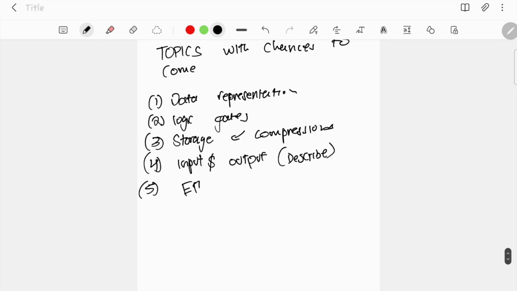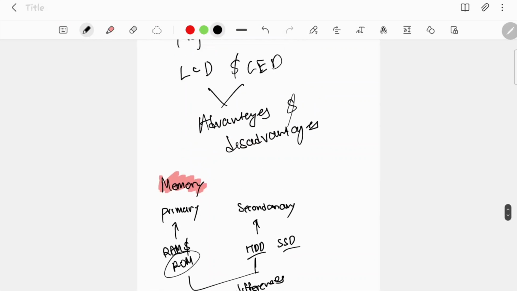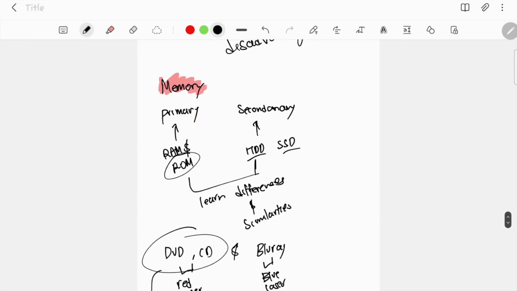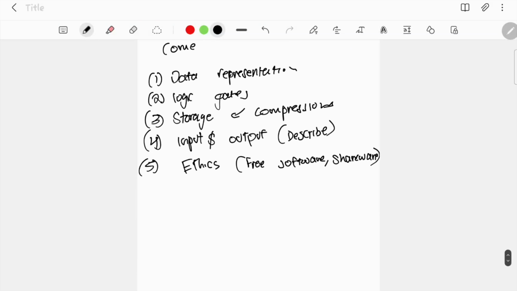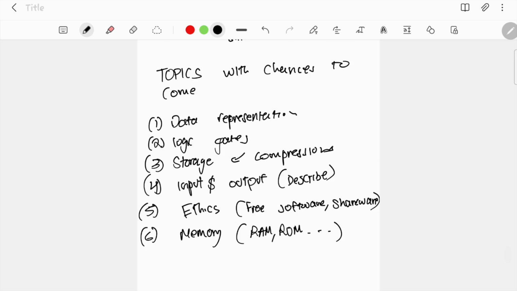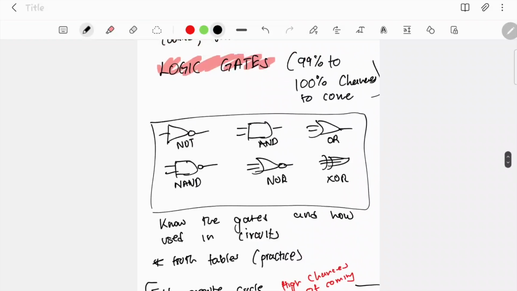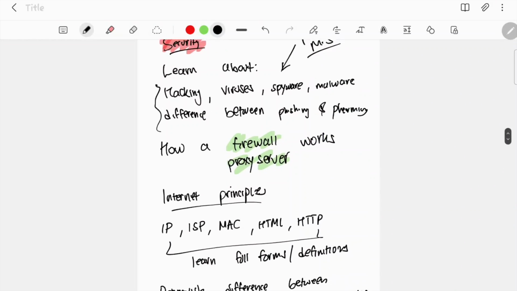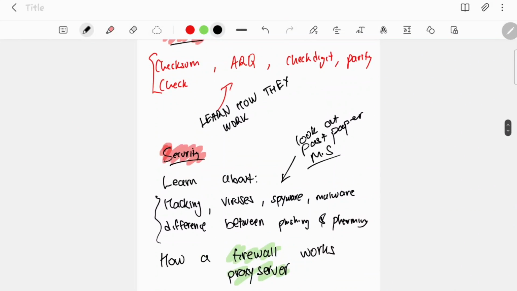I think ethics will come. Ethics, so here we have free software, what we just talked about, and then shareware, all that. I think that will come. Chances of that coming. What else did I say? Yeah, I think memory could come. Things like memory would come. Memory, and now in memory we have RAM, ROM, and all that type of stuff to describe.